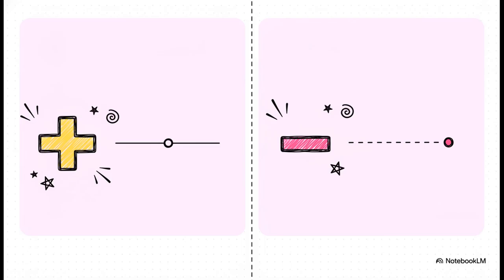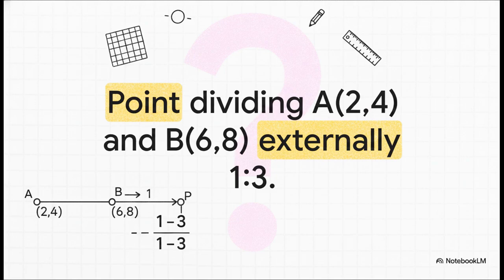Formula exactly same है. m1x2 minus m2x1 upon m1 minus m2. ये टिप एकदम दिमाग में बिठा लो. External मतलब minus. Let's tackle our last, slightly tricky calculation. Find the coordinates of the point which divides externally the line joining A 2, 4 and B 6, 8 in the ratio 1, 3. Keep your focus extra sharp for this one, students.